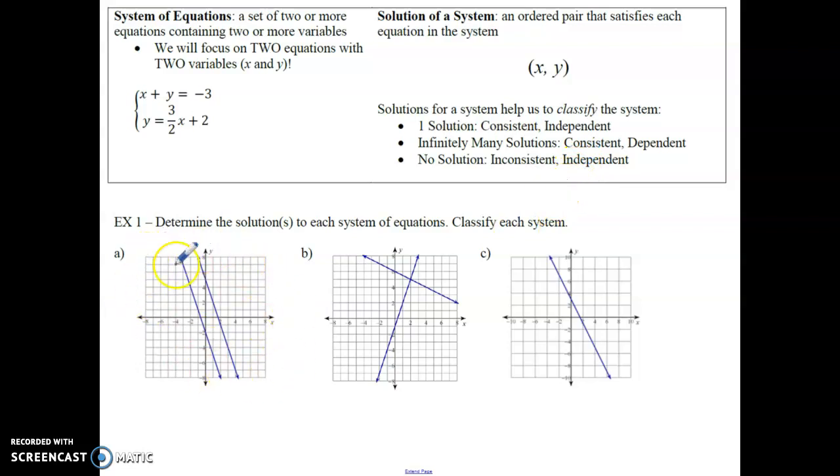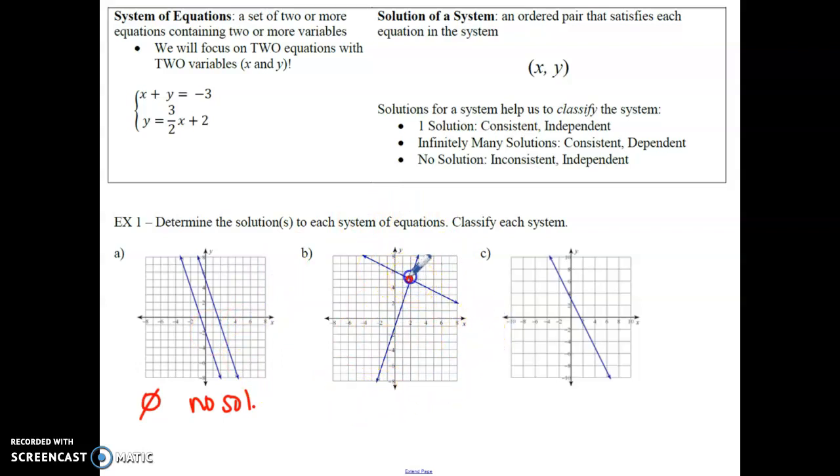This first example, think of these as two people who live their lives, never meet, never interact, they just do their own thing. Since they never meet, they never cross, there is no solution. So you can use an empty set or no solution. We consider these inconsistent.